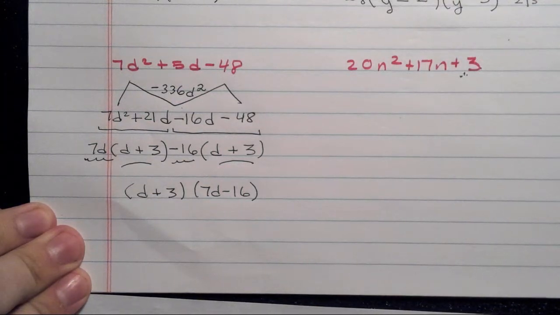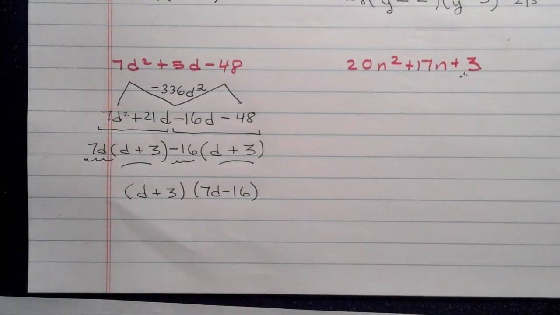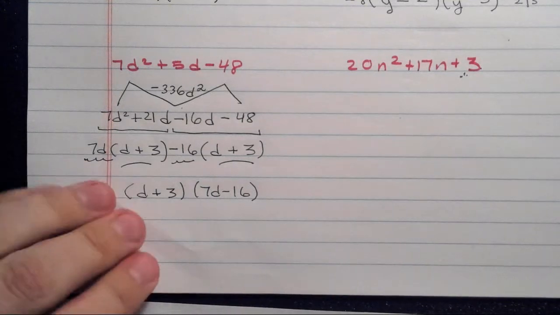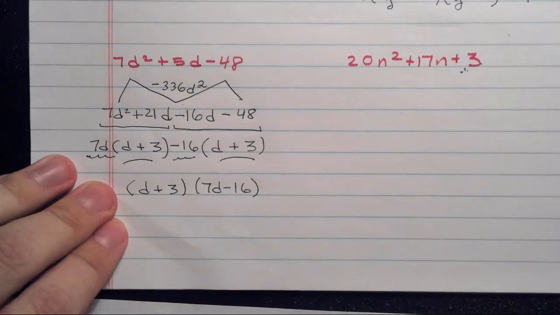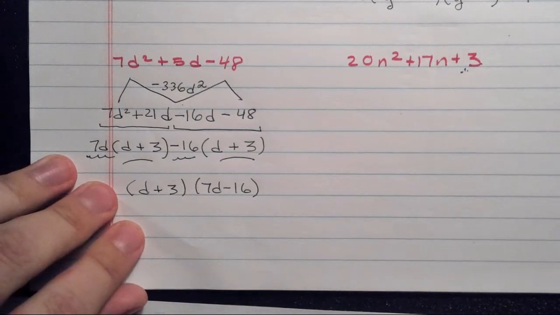Now, if this problem had asked me to instead solve a quadratic by factoring, I would then have to take these, set them equal to 0, and solve. But I was simply asked to factor here.